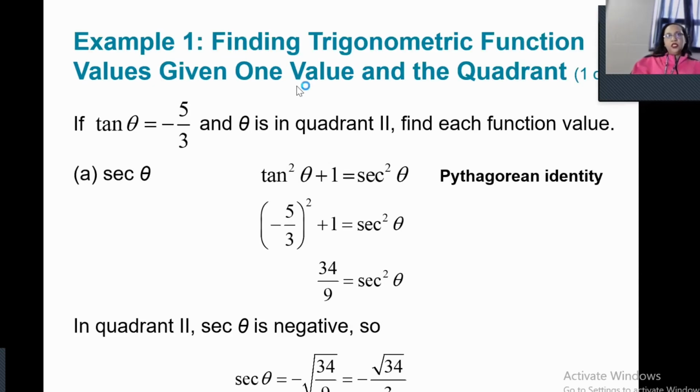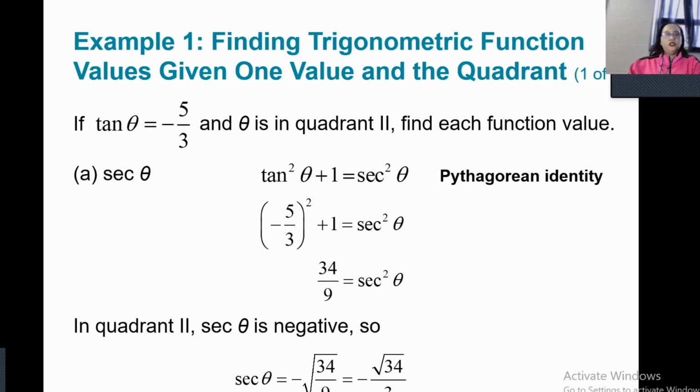Finding trig function values given one value and the quadrants. So if tangent theta is equal to -5/3 and theta is in quadrant 2, find each function value. So you just need to find secant, right? You plug the -5/3 in, you square it, you add 1 to it, and that's how you get 34/9. And then you take the square root of it. So that's how you get secant of this.